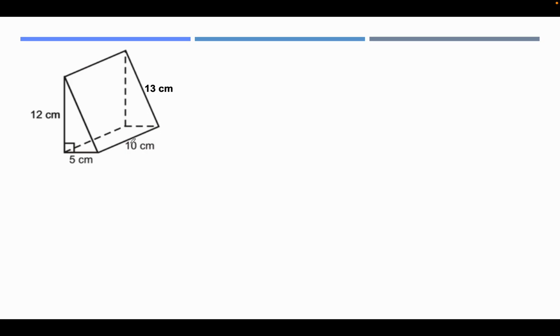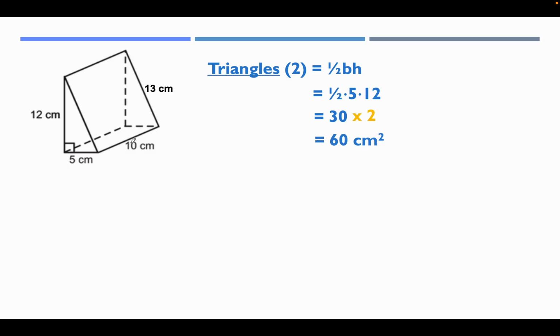So let's show how that would work here. For this shape, if I start with the area of the triangle, we have to remember that there's two of them, one in the front and one in the back. So when I find the area, I'm going to double it. So 1/2 times base times height is our formula for the area of a triangle. 1/2 times the base is 5, the height is 12. That area is 30, but remember we said there are two of them, so we're going to double that to 60. That'll take care of our two triangles.